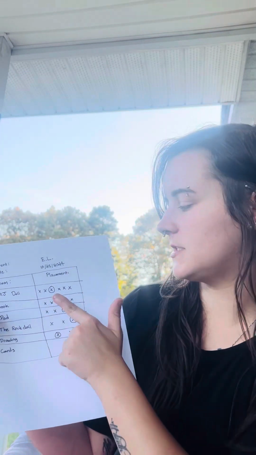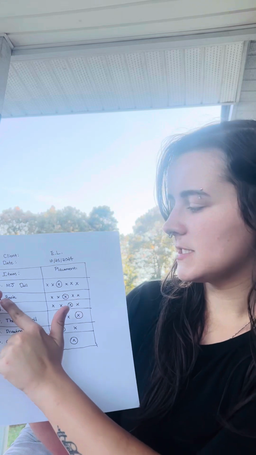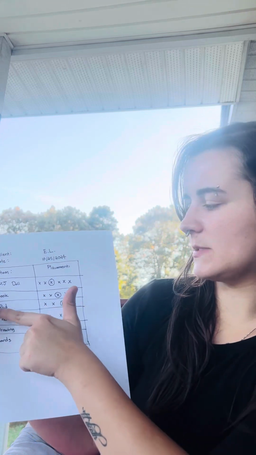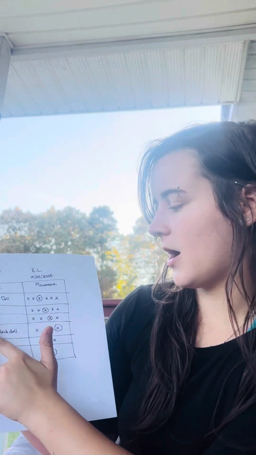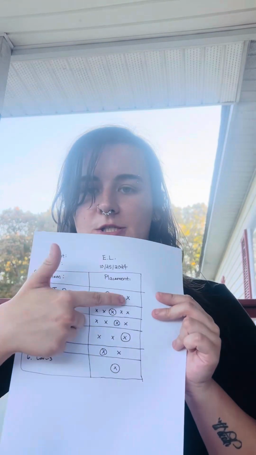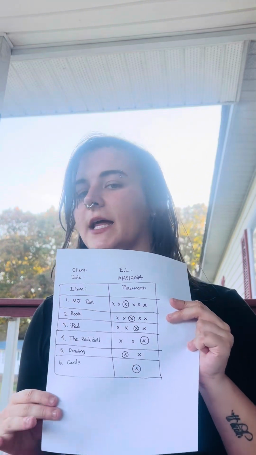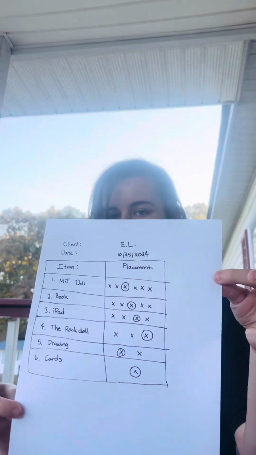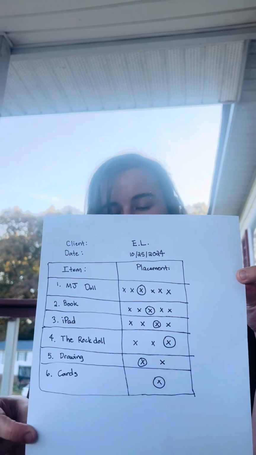We have our Michael Jackson doll, where he was placed. Second is our book, and then the placement. Third, iPad, a placement at the time on the table. 4, our doll of The Rock. And then 5, drawing. And then finally, cards was our last choice. So you kind of just go down the list and then demonstrate where it was on the table when it was selected as well. So this is what a data sheet will look like for multiple stimulus without replacement.